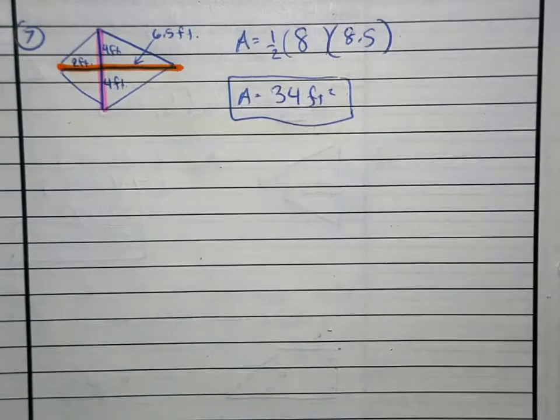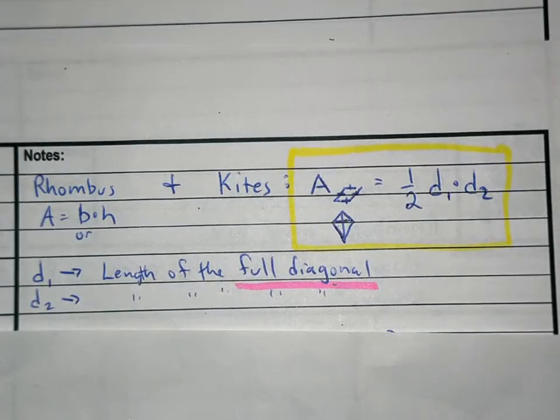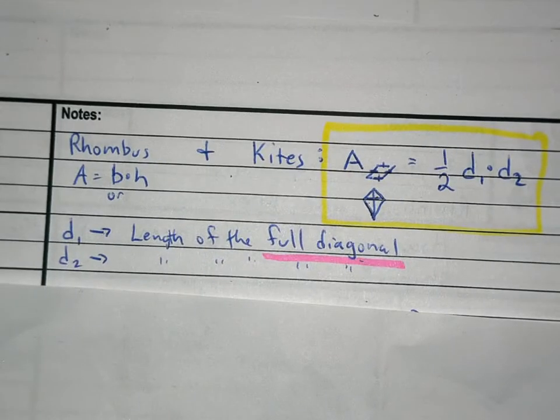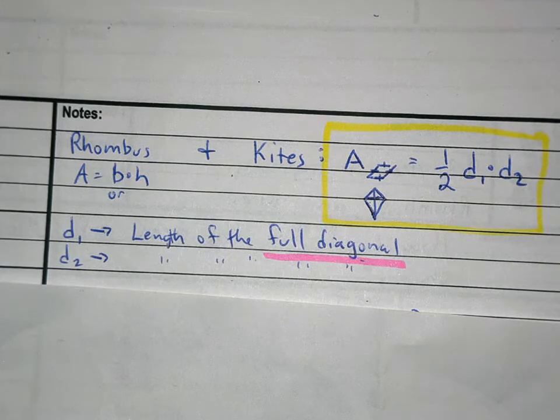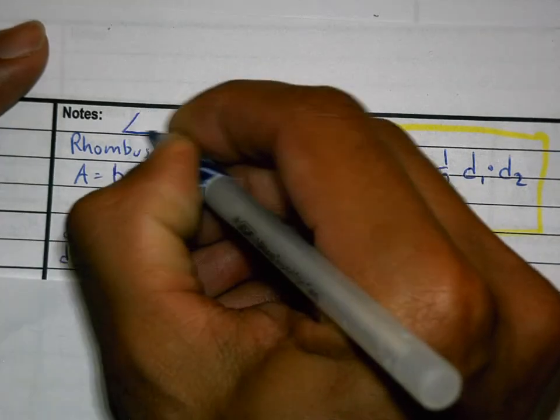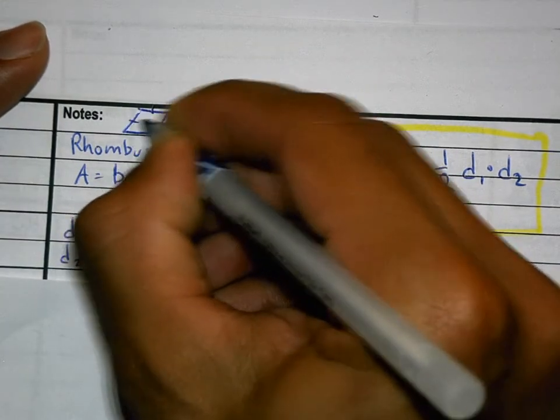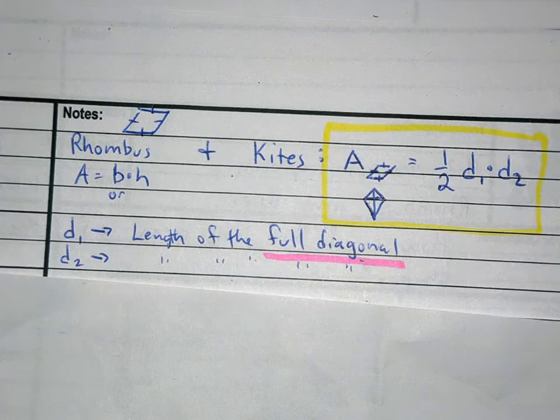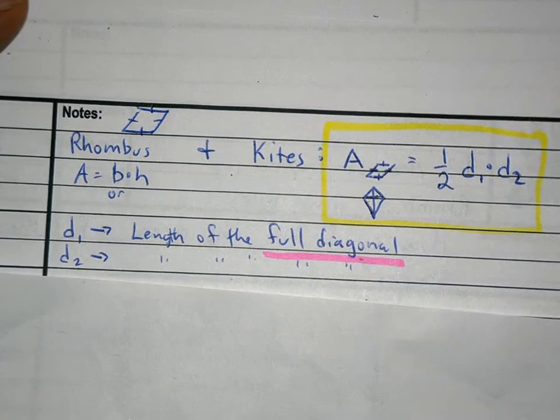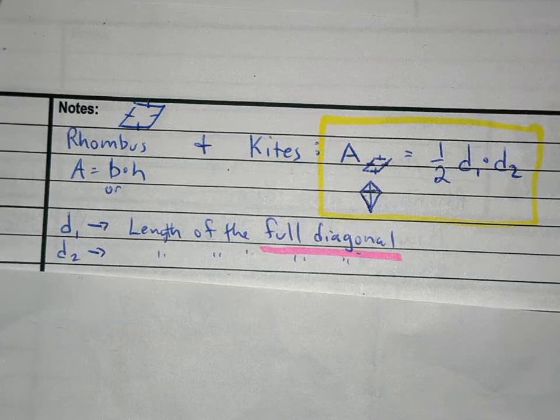Now I'm going to turn this over and talk about two other shapes. They are a rhombus and a kite. If you don't know what a rhombus looks like, a rhombus is a four-sided shape. Think of a square without the right angles. That's what a rhombus looks like. All four sides are the same, but there's not necessarily any right angles with it.